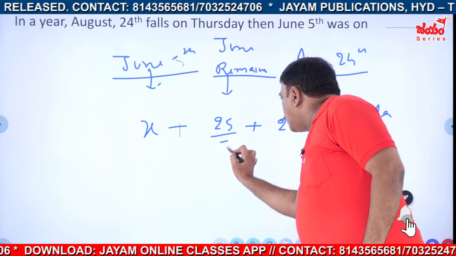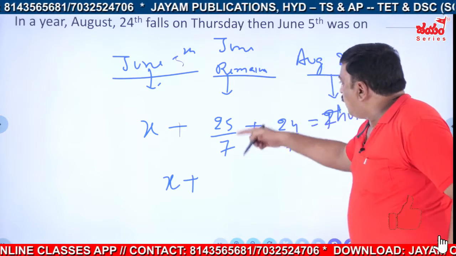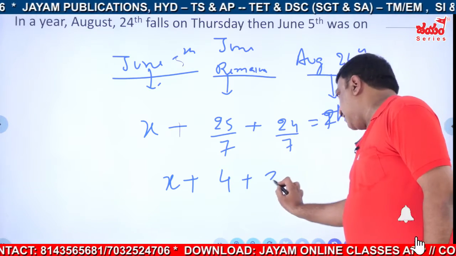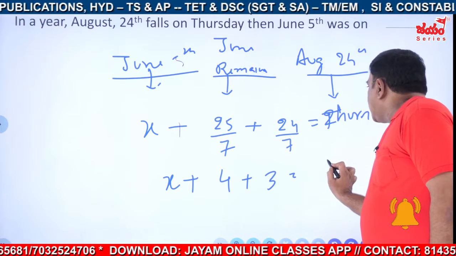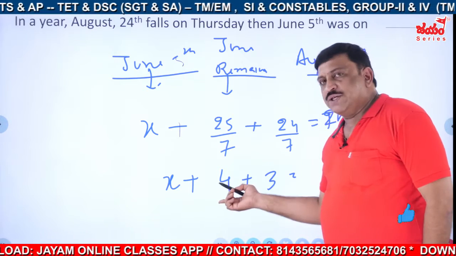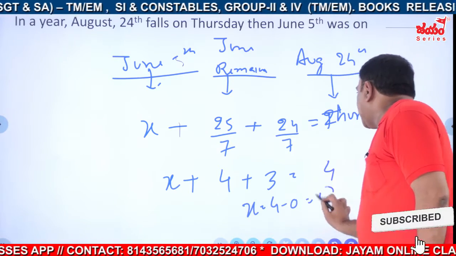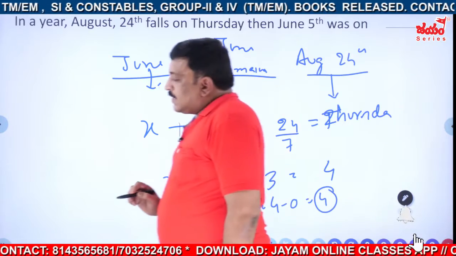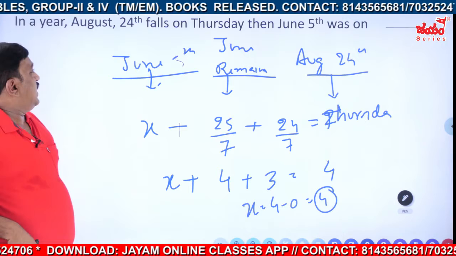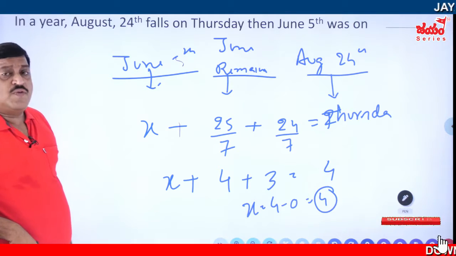Now, directly divide this by 7. X plus 7 3s are 21, that leaves 4, plus 7 3s are 21, that leaves 3, is equal to Thursday. Thursday means 4. 4 plus 7, that is again 0. That is X is equal to 4 minus 0, that is 4. That means again it is Thursday. So, in a year, August 24th falls on Thursday, then June 5th falls on Thursday.